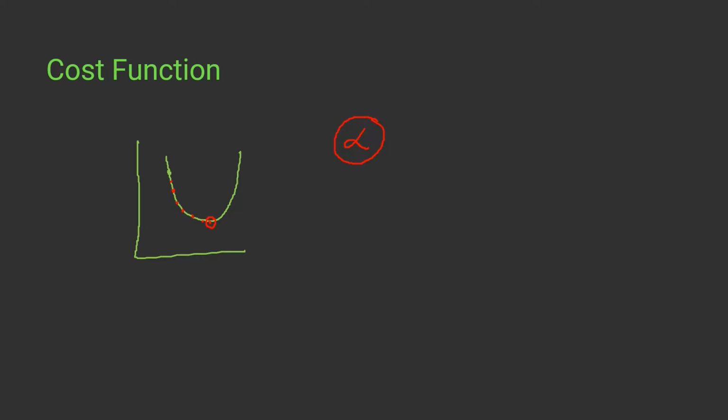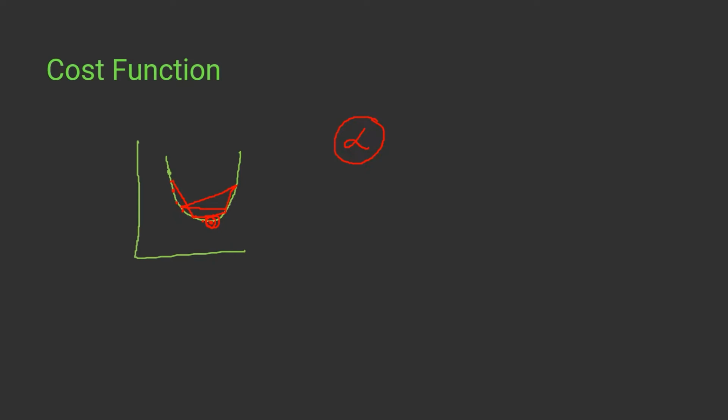If alpha is too high, then what will happen is we can directly jump over here, then it will go over here, then it will go to here, then it comes back, then it will keep on moving and won't reach the optimal value so easily, right?